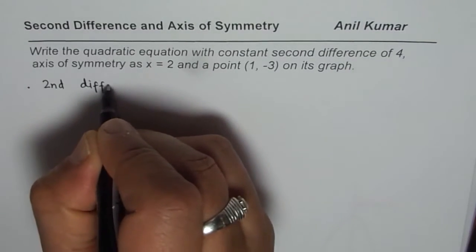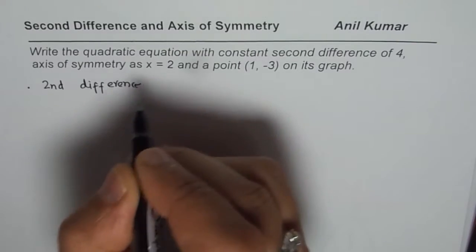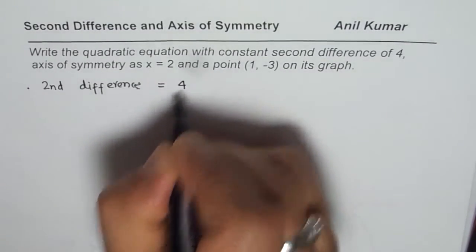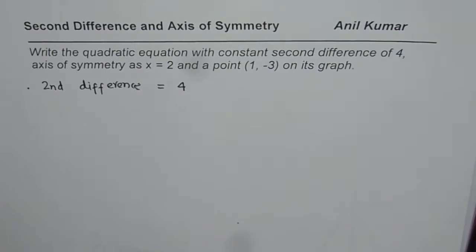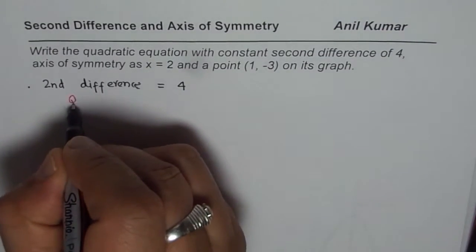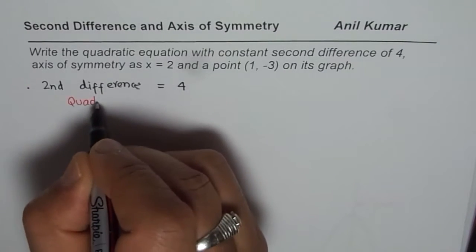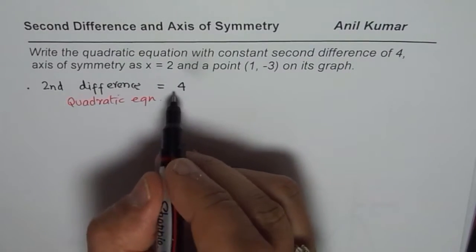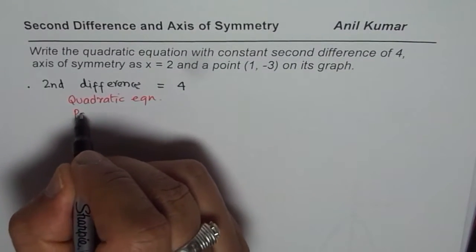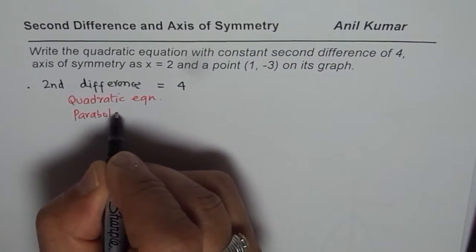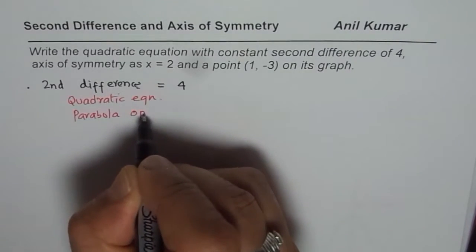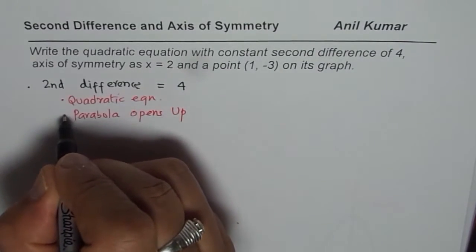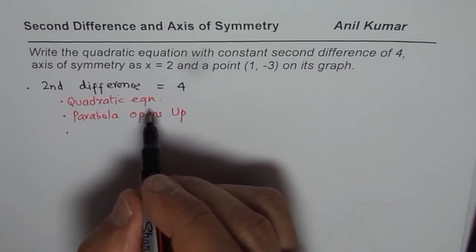That means what? That means it is a quadratic equation, right? So second difference is constant, it is equal to 4. So that means it is a quadratic equation. That is one thing which you understand. Constant second difference, so quadratic equation. Second, since it is positive, that means the parabola will open in which direction? Opens upwards, right?